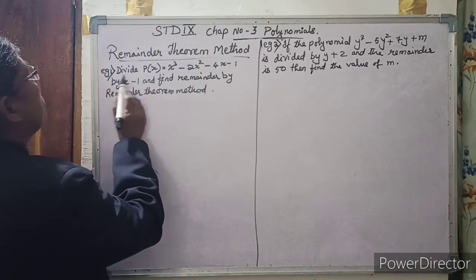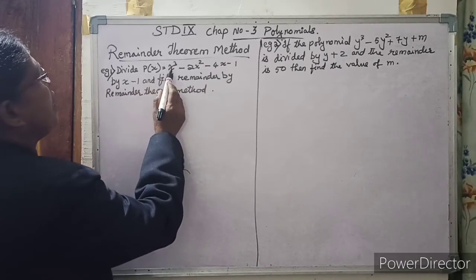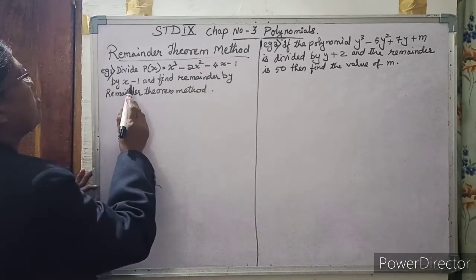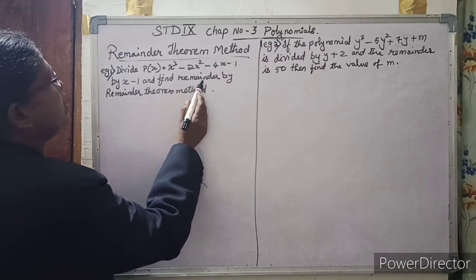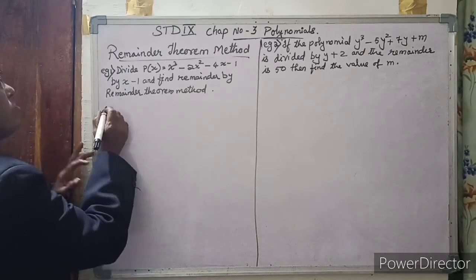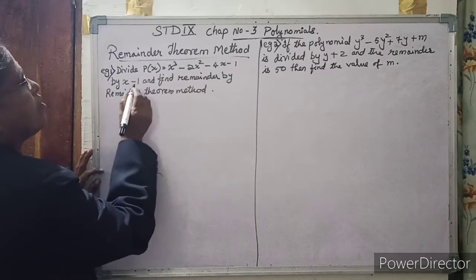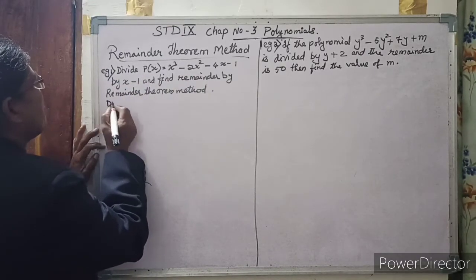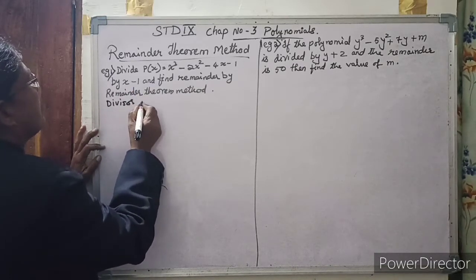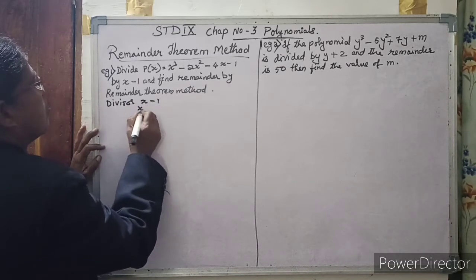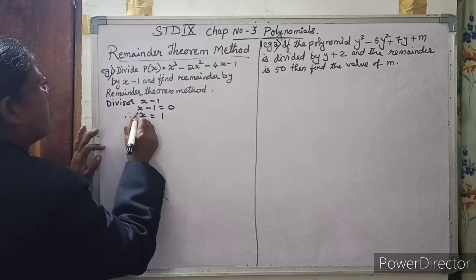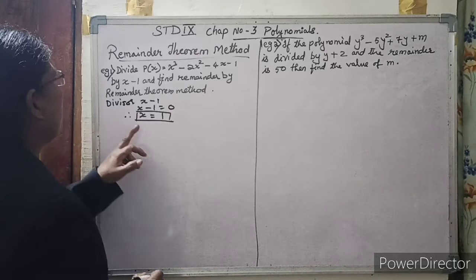See here. Example 1: divide the polynomial p(x) equal to x cube minus 2x squared minus 4x minus 1 by x minus 1 and find the remainder by the remainder theorem method. So polynomial p(x) is the dividend, and it is divided by the divisor. We will find out the value of x from the divisor. Divisor is given as x minus 1. So x minus 1 is equal to 0, therefore x is equal to plus 1. So I got the value of x from the divisor.